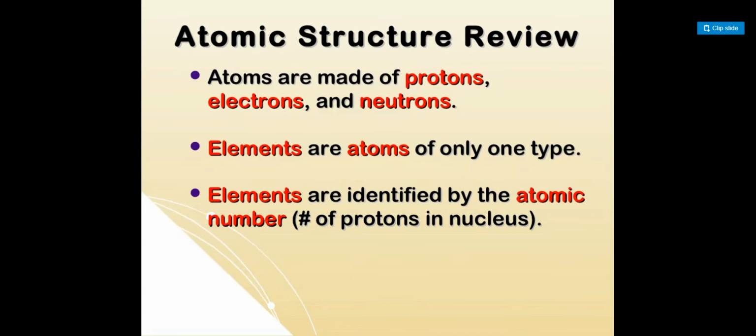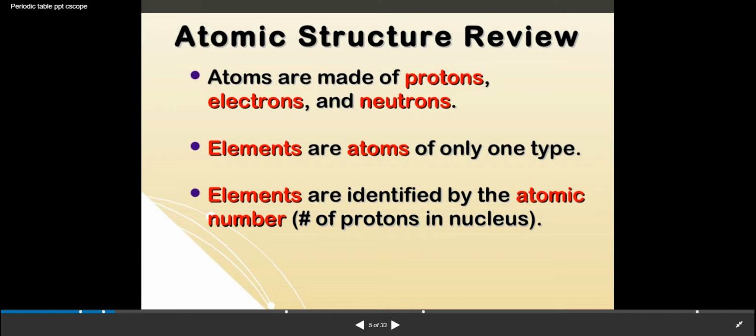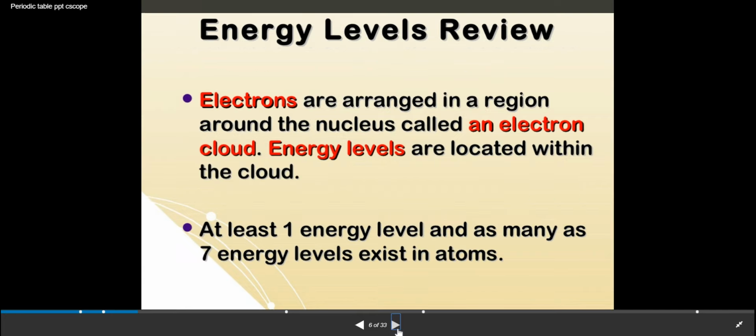Okay, guys, last week you went over atomic structure, where you talked about protons, electrons, and neutrons, and that elements are atoms of only one type. And elements are identified by the atomic number, which is the number of protons in the nucleus. So this week we're going to talk more about protons and electrons.